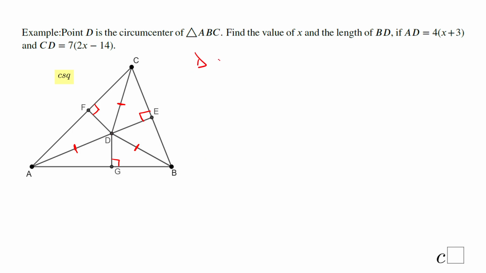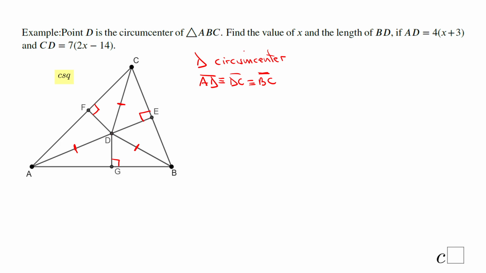The circumcenter. Okay, therefore AD, not AB, will be congruent with DC and congruent with BD. Okay, that's the property of the circumcenter.